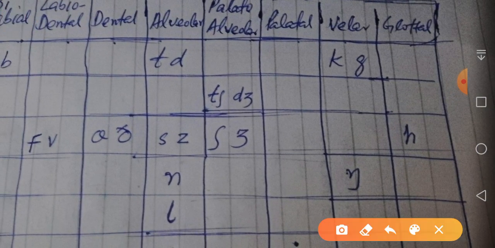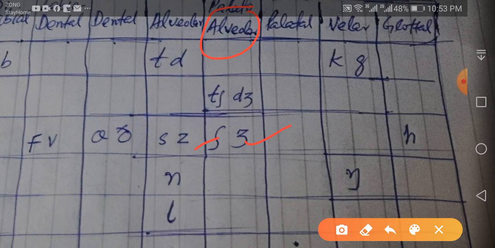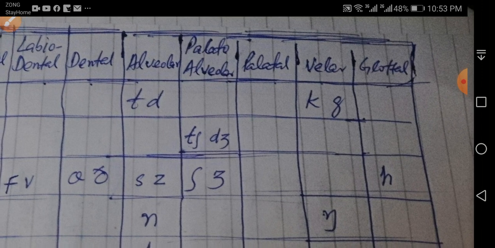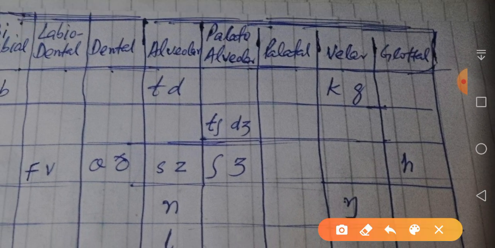This sound is known as voiceless, and this is voiced. So they are known as palatal alveolar sounds, and their manner of articulation is fricative. So palatal alveolar is a place between the hard palate and the alveolar ridge.